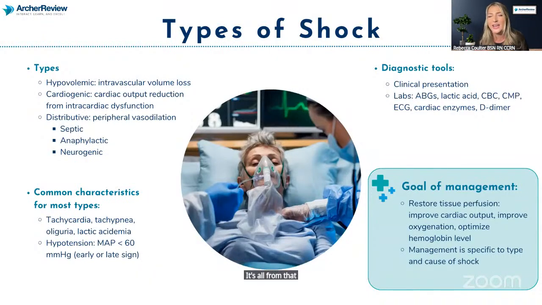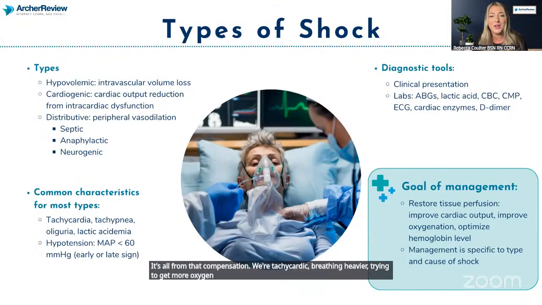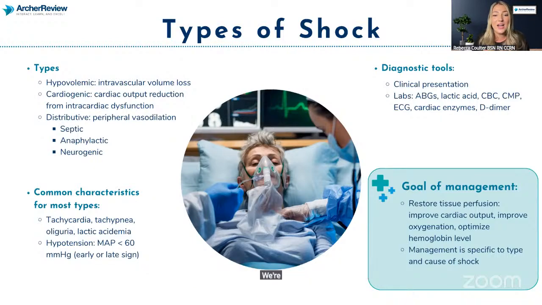We're tachycardic, breathing heavier, trying to get more oxygen. We're not making a lot of urine. We're trying to hold on to volume. And we've got that lactic acid from the anaerobic metabolism. We're hypotensive. MAP is under 60.